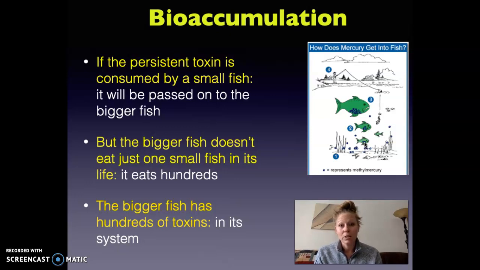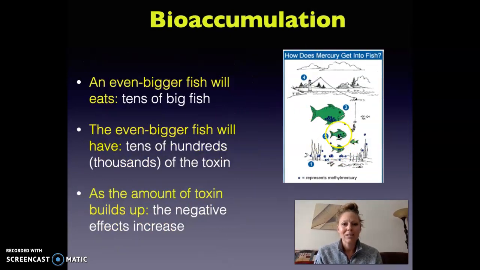But that big fish isn't going to eat just one little fish in its lifetime. It's going to eat hundreds of these little fish. And so then this big fish has hundreds of the toxin. Now we have an even bigger fish, and this even bigger fish is going to eat this big fish. And it's not just going to eat one of the big fish, it's going to eat tens of the big fish. And so now it has tens of hundreds or thousands of the toxin.